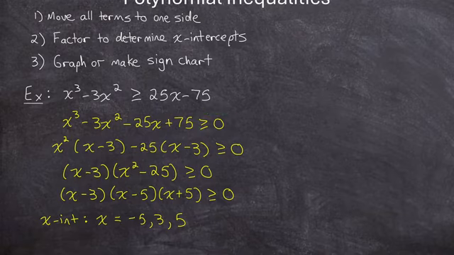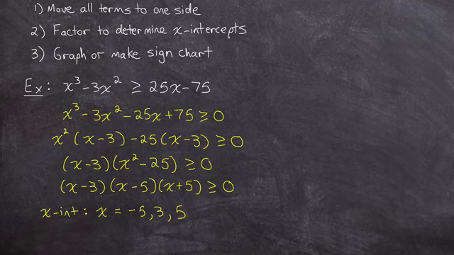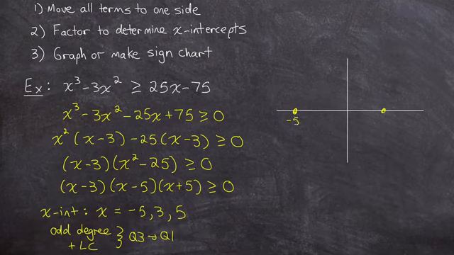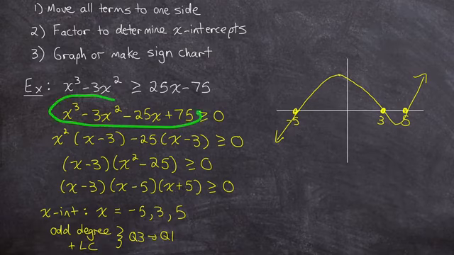But before I do the graph, you're going to have to know the end behavior of this function. Because this polynomial function is an odd degree polynomial with a positive leading coefficient, I know that means that the polynomial goes from quadrant 3 to quadrant 1. So let me make a rough sketch of the graph. The x-intercepts are at negative 5, 3, and 5, and I know it starts down in quadrant 3 and finishes up in quadrant 1. So it would roughly look like this. And this is the graph of this polynomial.